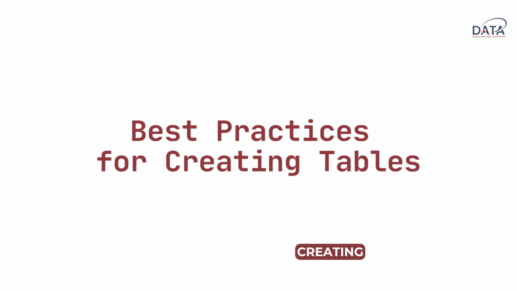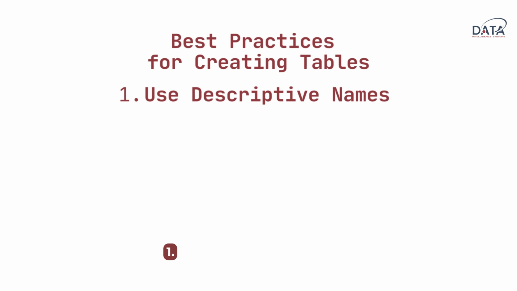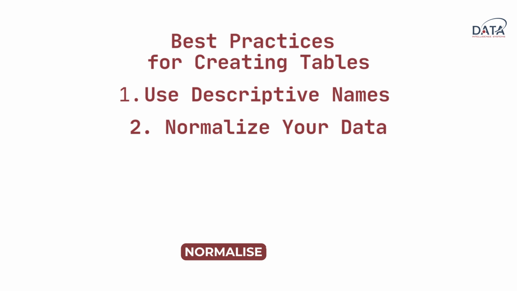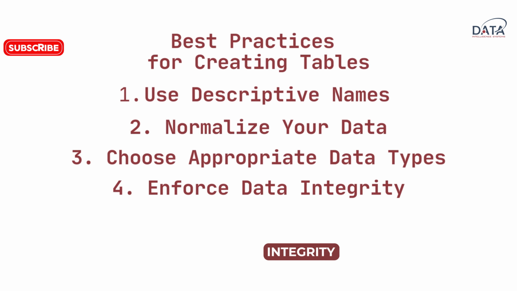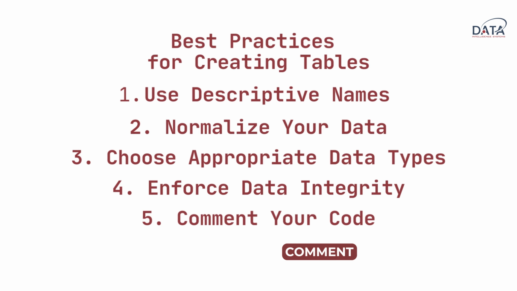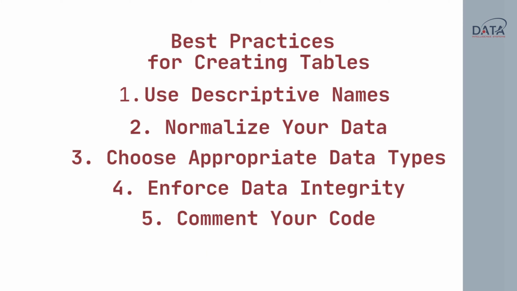Best practices for creating tables are as follows. 1. Use descriptive names. Choose clear, meaningful names for your tables and columns. 2. Normalize your data. Break data into logical tables to reduce redundancy. 3. Choose appropriate data types. Avoid using larger types than necessary to save space. 4. Enforce data integrity by using constraints like primary key and foreign key wherever necessary. And 5. Don't forget to comment your code. Add comments to your table definitions to clarify the purpose of each field.